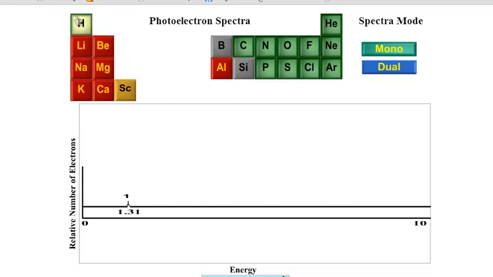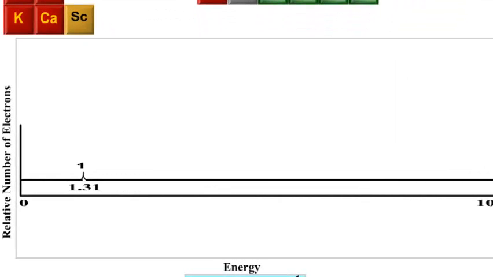you will notice the x-axis is energy. In this particular version, the energy starts low on the left, gets higher on the right. Okay, so energy is increasing from left to right along the x-axis. The y-axis is the relative number of electrons. So the taller the peak, the more electrons cause the peak. So this is hydrogen. Hydrogen, if you'll remember, has only one electron. And there's the peak for that one electron. It's not very high because only one electron caused it. And the energy here is 1.31.